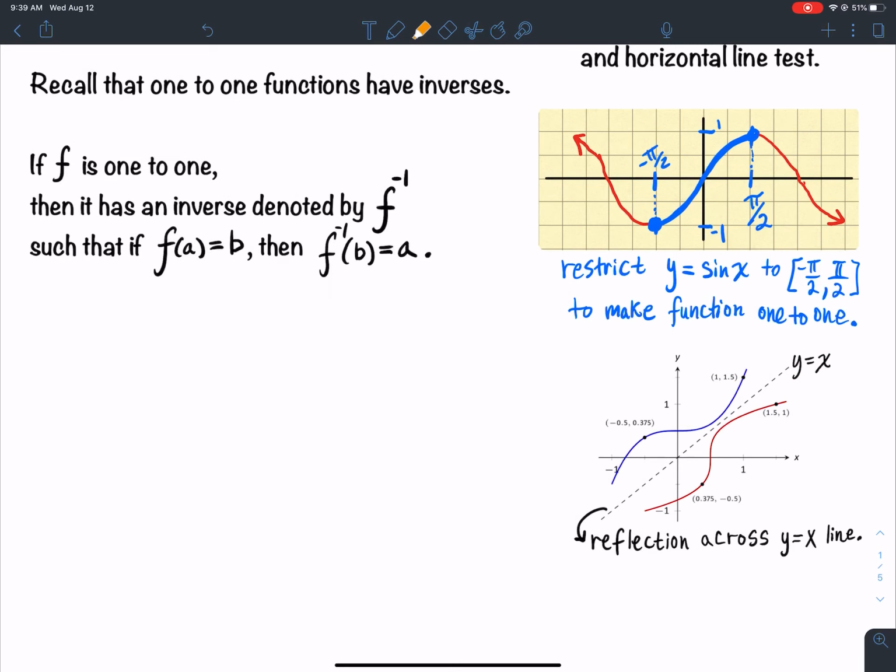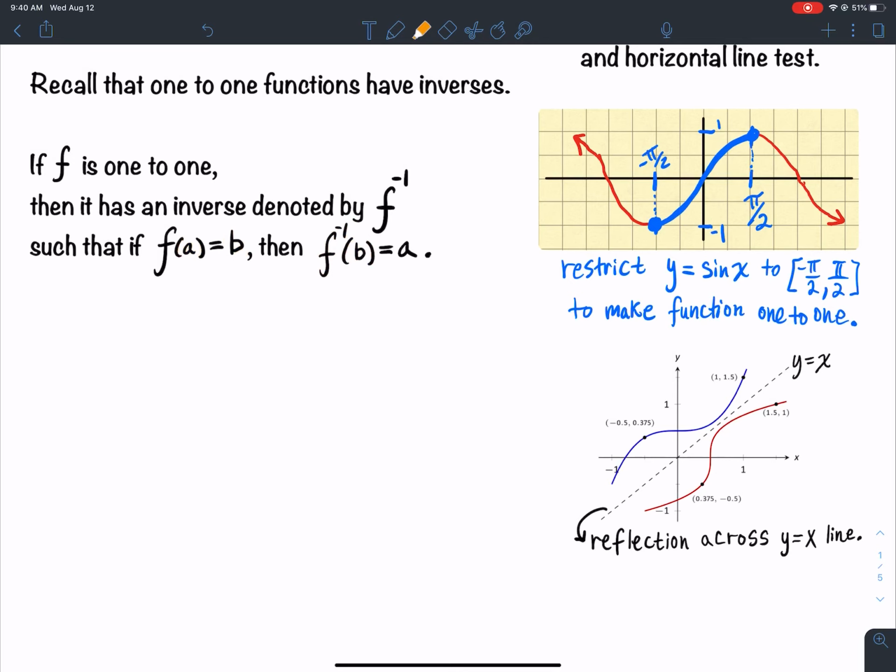So if f is one-to-one, so if we know that the function is one-to-one like we have here, then it has an inverse denoted by f inverse. So this is not f raised to the negative 1. This does not equal 1 over f. That's not what that's saying. It's not the inverse derivative or whatever. f inverse is the inverse function. That's the notation. Probably some of the worst notation in math, but that is what it is. Such that f of a equals b, then the inverse, f inverse of b, is equal to a.